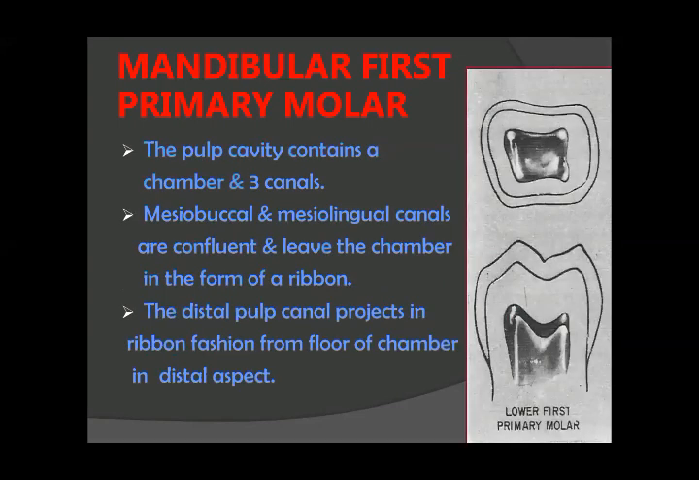Mandibular first primary molar. The pulp cavity contains a chamber and three canals. Mesobuccal and mesolingual canals are confluent and leave the chamber in the form of a ribbon. The distal pulp canal projects in ribbon fashion from the floor of the chamber in the distal respect.